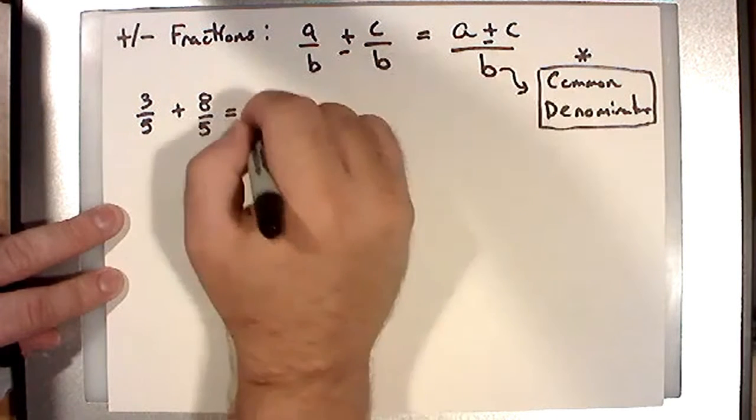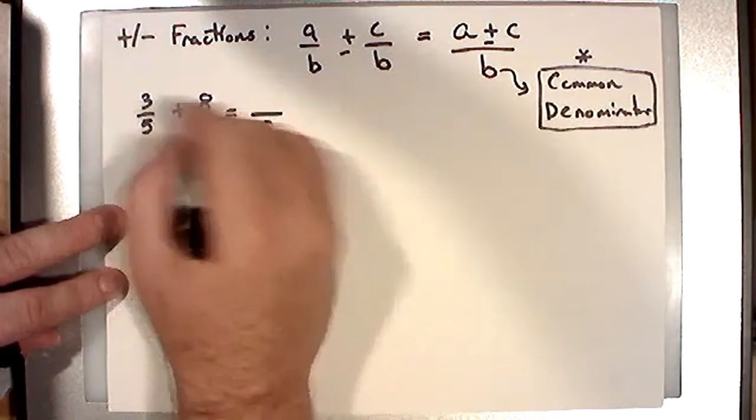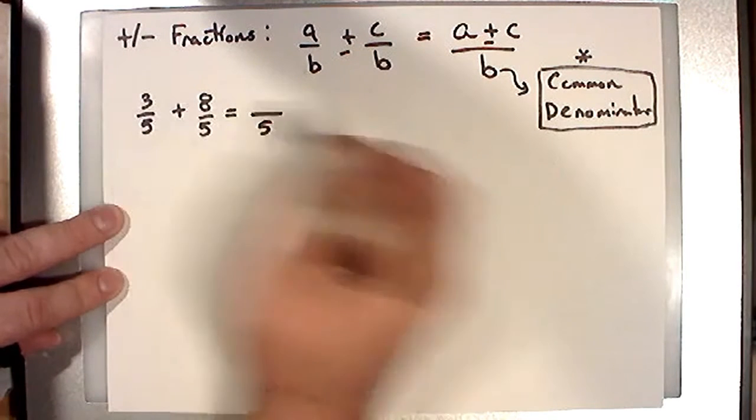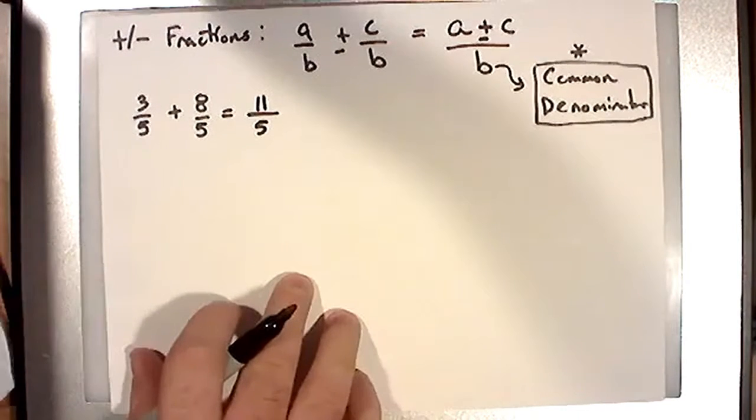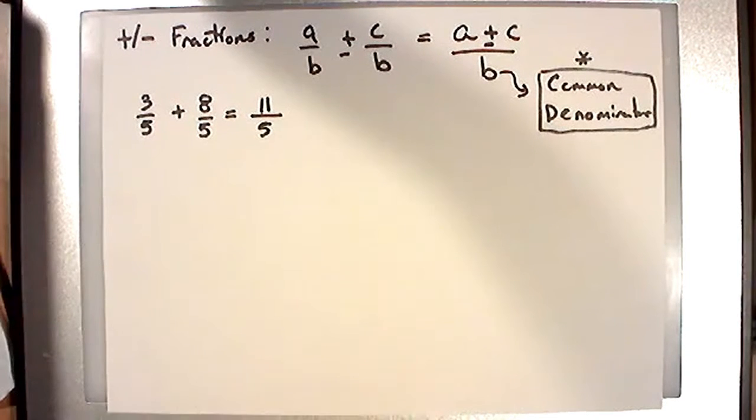We keep the denominator whether we're adding or subtracting, and then we either add or subtract the tops depending on what it says. 3 plus 8 is 11. No big deal, all right? So at its most basic, that's how you add and subtract fractions. You just add the tops together, subtract the tops together, and keep the bottom the same.